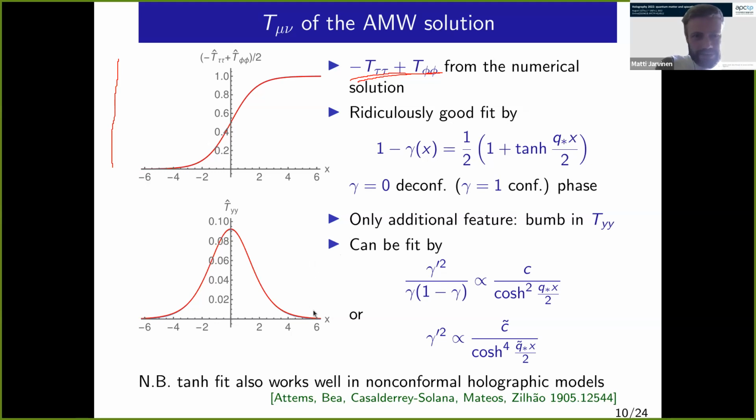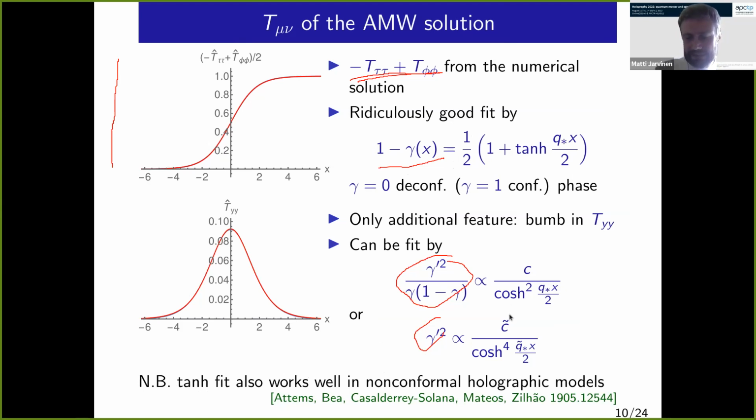And the only additional feature which the data has is that there is a bump in the remaining y component of the energy momentum tensor, where y is the direction parallel to the domain wall. But all the rest is fixed by the conservation of the energy momentum tensor and tracelessness. And this bump can be fit also by these sorts of combinations of this tanh profile. And you can see, well, this is one of the fits. It's also very good. By the way, this tanh fit actually turns out to work in non-conformal holographic models, but it's not quite as good.